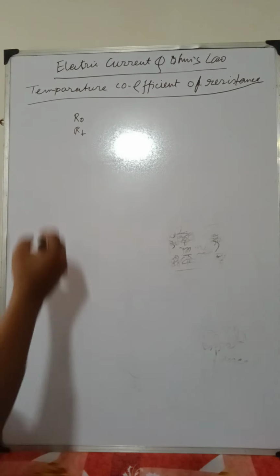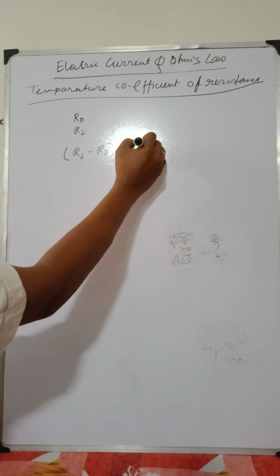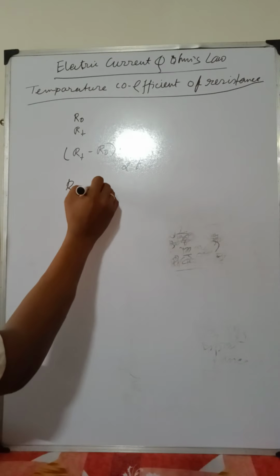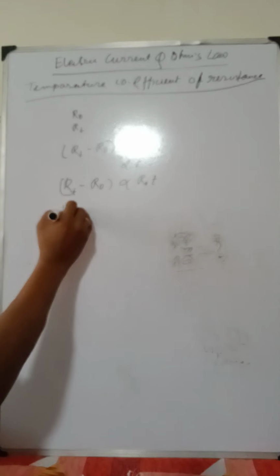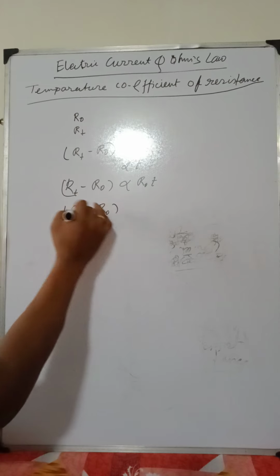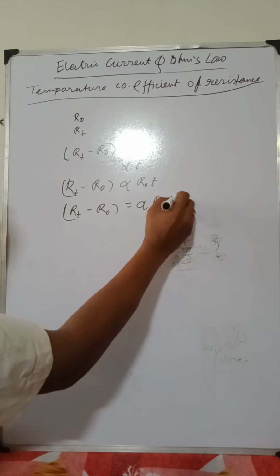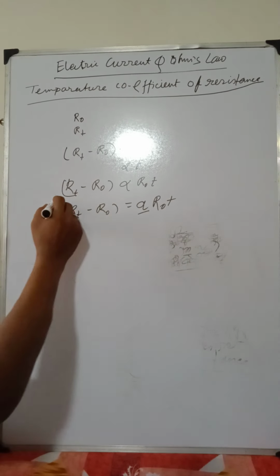It is said that this change of resistance, RT minus R0, is proportional to the initial resistance R0, and proportional to the temperature difference T. If we take this together, we get RT minus R0 proportional to R0T, and if we give here an equal sign, then we get that it equals some constant alpha R0T. That alpha is called the temperature coefficient of resistance. This is the expression of the resistance.